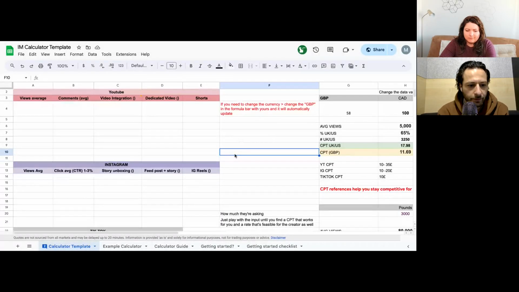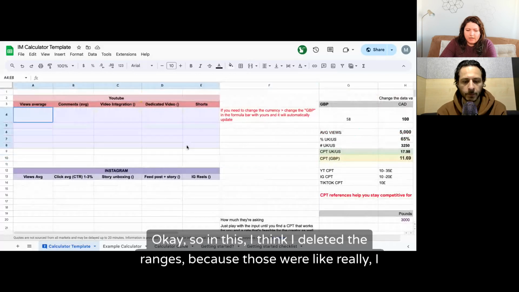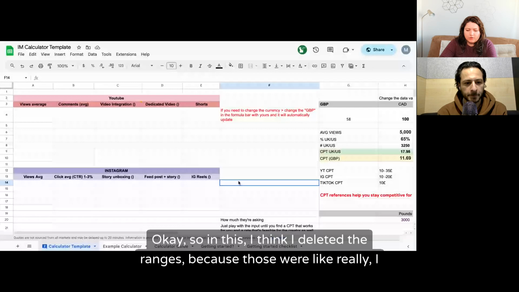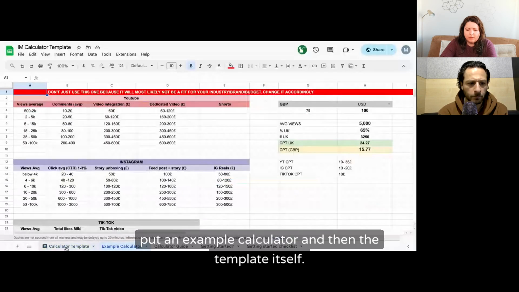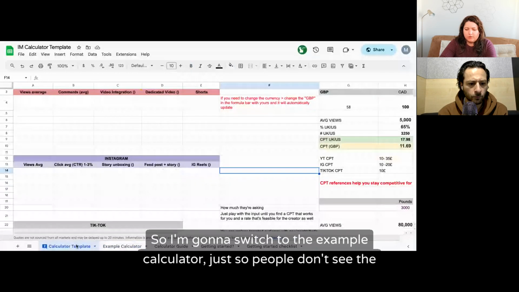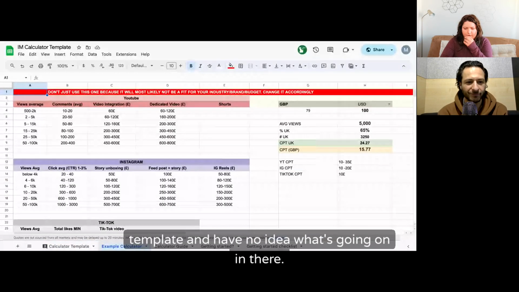Perfect. Okay. So in this, I think I deleted the ranges because those were really, I put in an example calculator and then the template itself. So I'm going to switch to the example calculator just so people don't see the template and have no idea what's going on in there.